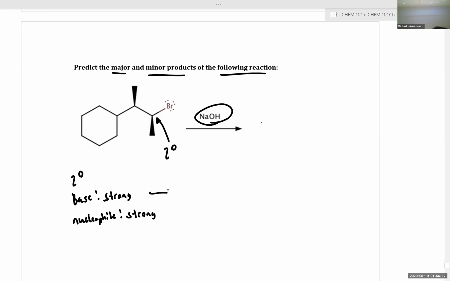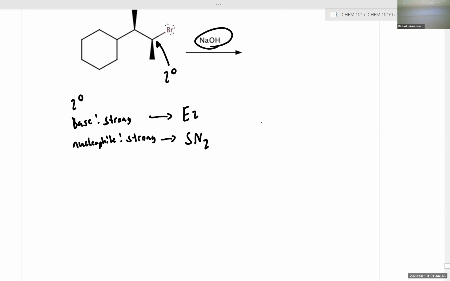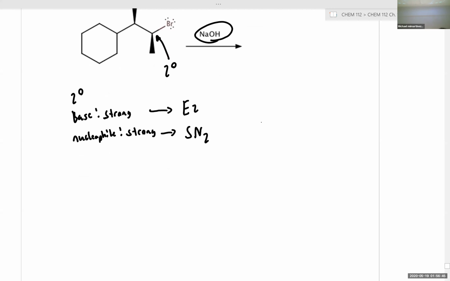Okay, so a strong base on a secondary substrate, that looks a lot like E2 to me. A strong nucleophile also says SN1. Oh, sorry, SN2. So strong nucleophile, SN2, strong base, E2. So then we're going to see a mixture of products. So let's first entertain the SN2 pathway.